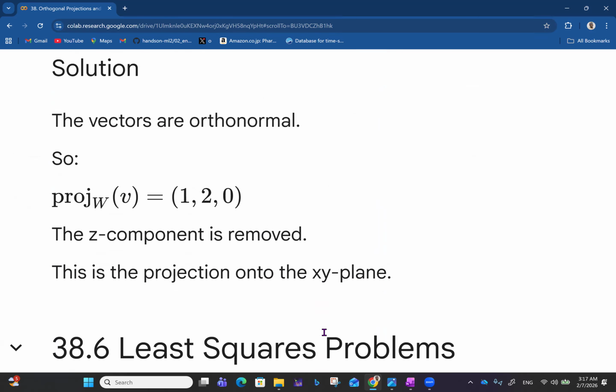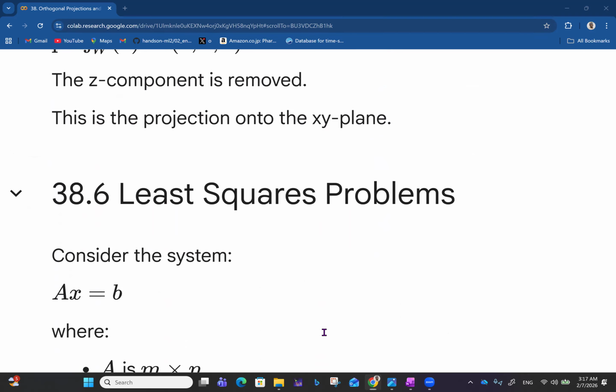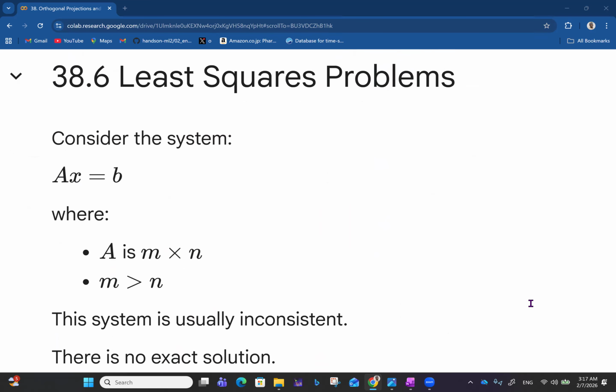So having taken care of that, what we're talking about here is orthogonal projection and least squares, right? So least squares problems, this is how that goes. Consider the system AX equals B, where A is an M by N matrix, and M is greater than N, right? So M rows, N columns. It means that we have M equations and N variables, okay? So we have more equations than we have variables.